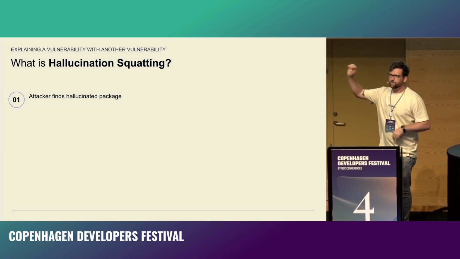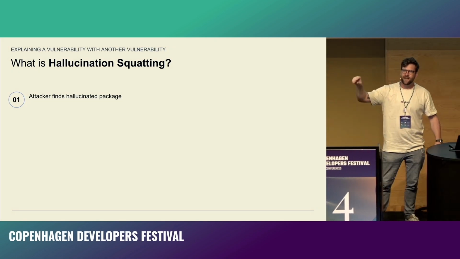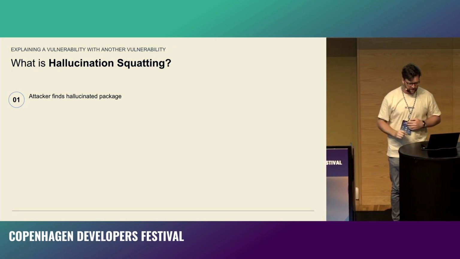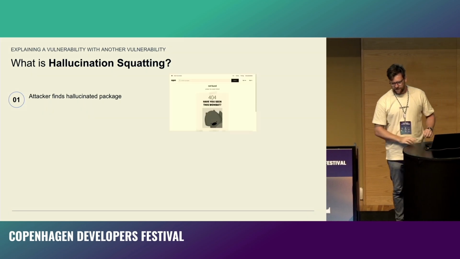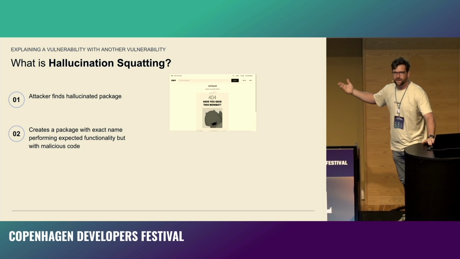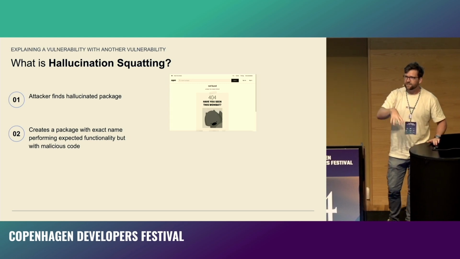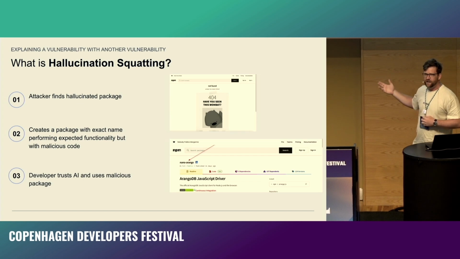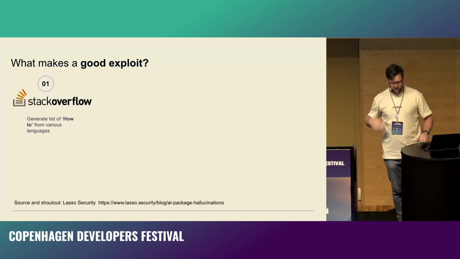Essentially, it's a new version of typo squatting. Typo squatting is where you take a popular package, you turn it malicious, and you rename it slightly different so that if someone makes a spelling mistake, it comes in. Hallucination squatting is where you find a package that's hallucinated, you create that package so that it does something but also has a sprinkling of malware in there, and then the developers trust the AI and install that. And you can kind of follow a system.